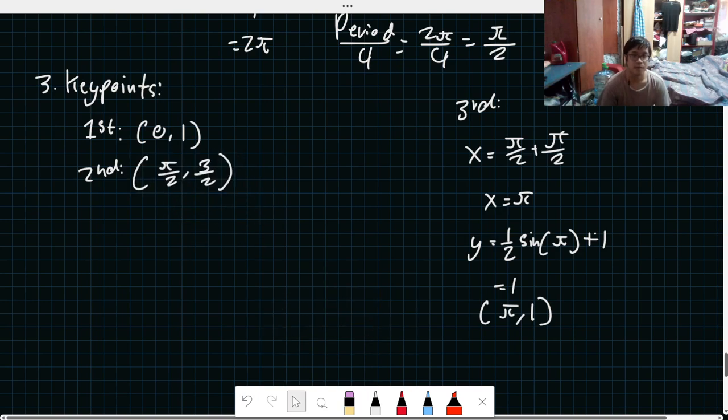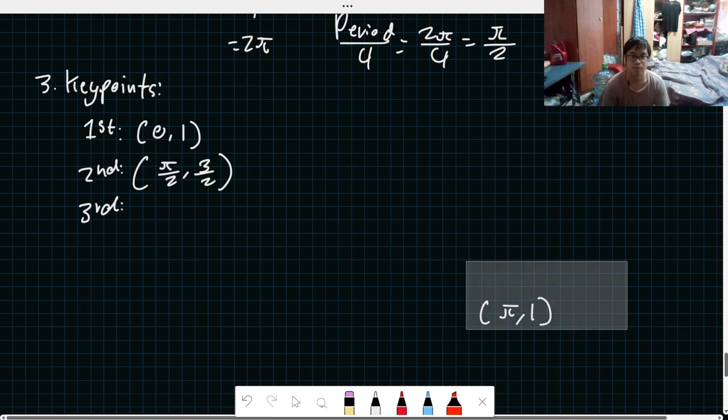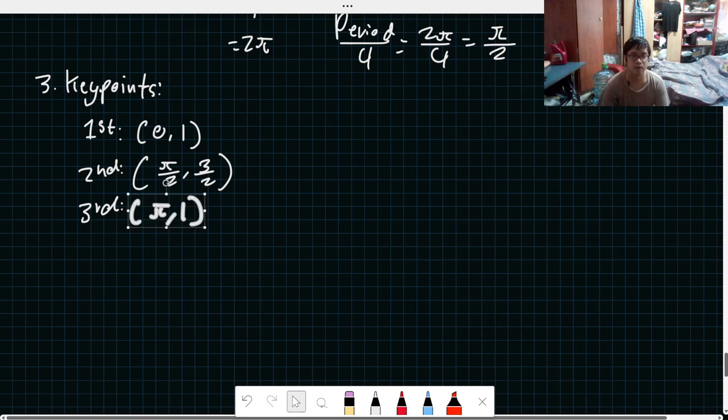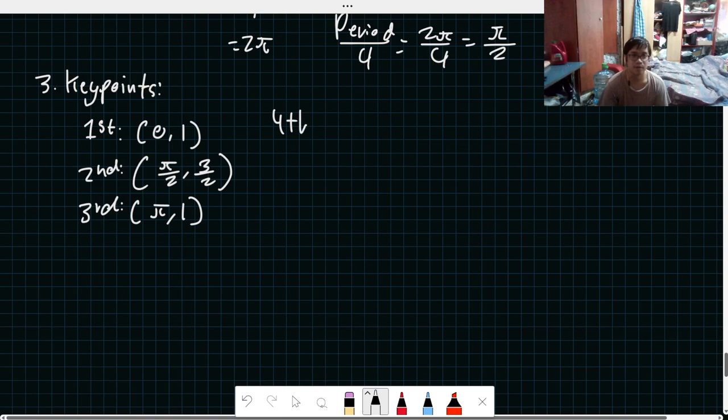Okay. Then for your third key point, that's pi all over 2. Oh, wait. That's pi all over 1. Sorry. Okay. Let's find your fourth key point.